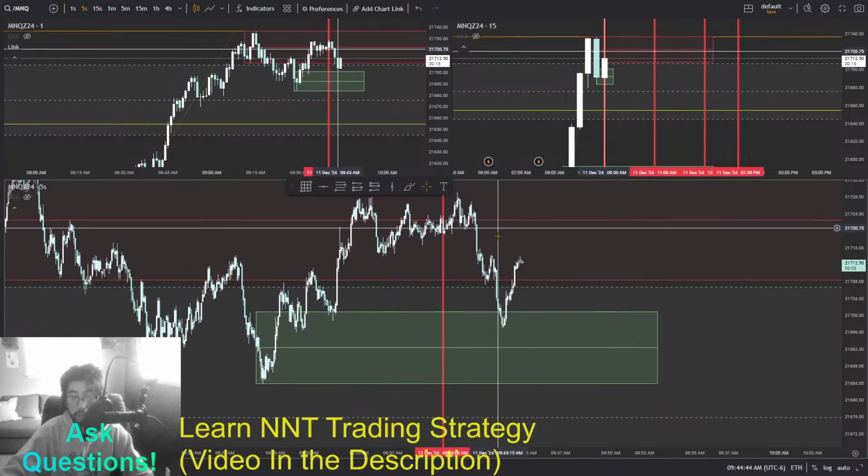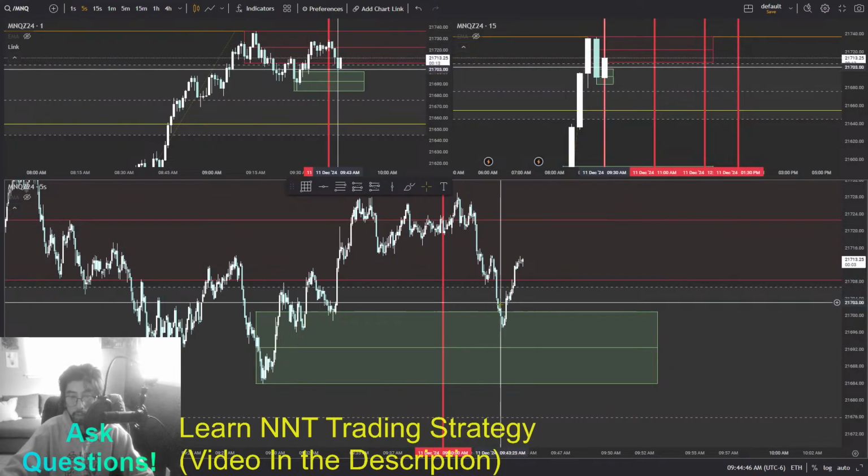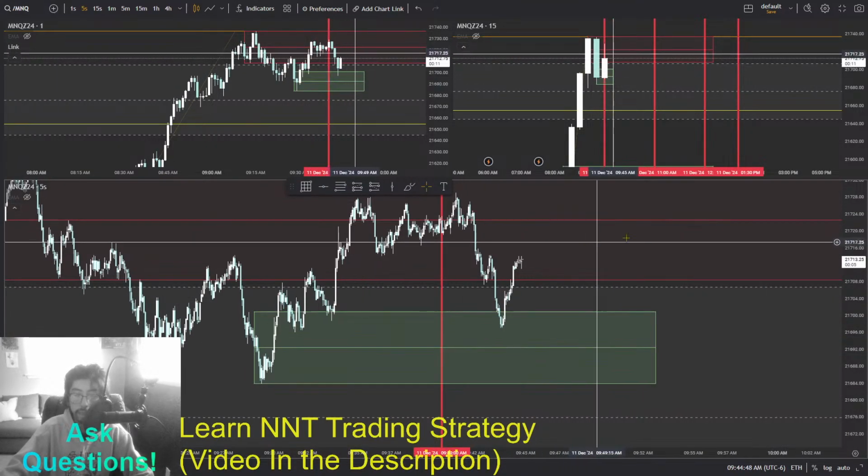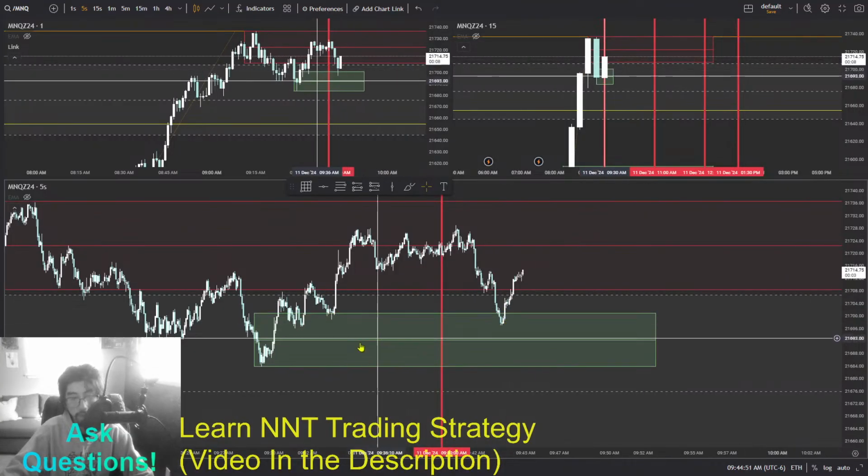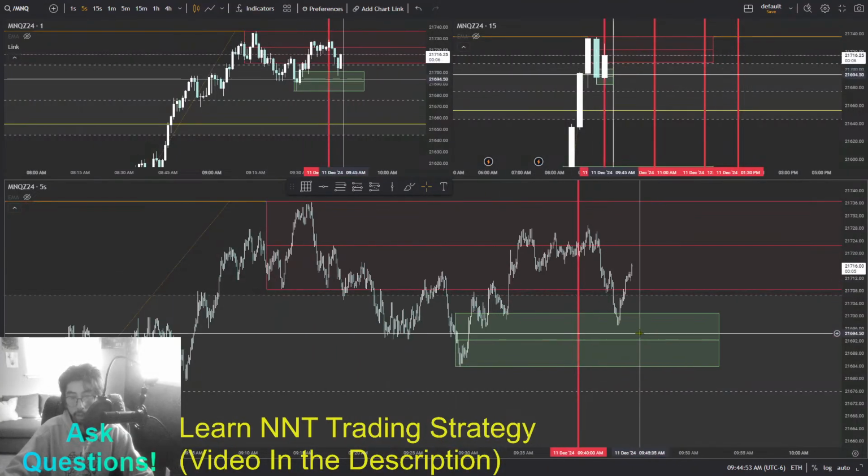The zone's being respected. I just don't like it because the zone's above. I'm not going to take it. I would want to though. I'm FOMOing for it, but there's no need for me to risk on it.